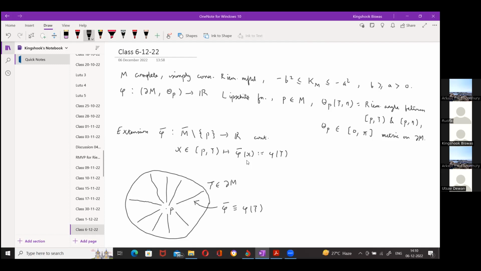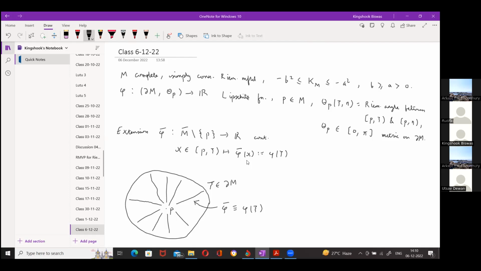Note that it has a discontinuity at P in general, right? Because as you converge to P from different rays, the limits are going to be the values of phi along these rays, which could all be different. If phi is a non-constant function, then this will have a discontinuity at P, right? The limits along different rays ending at P will be different. Okay. But it's continuous outside.